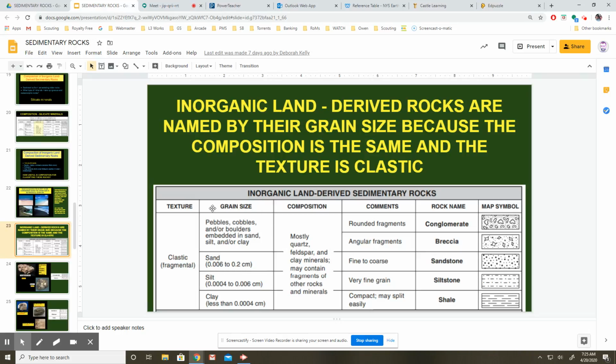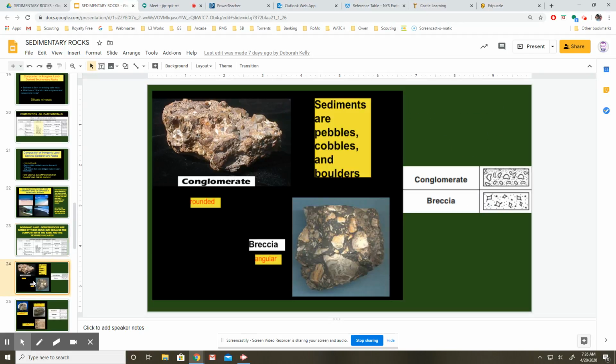So we come over here to this column in the reference table. Pebbles and cobbles and boulders embedded in sand, silt, and clay. So we have large particles, which are going to make up our conglomerate and breccia. Then we have sand particles, that's going to make up our sandstone. We have silt-sized particles, going to make up our siltstone, and clay-sized particles, which is going to make up our shale. So here we can see actual examples of those.